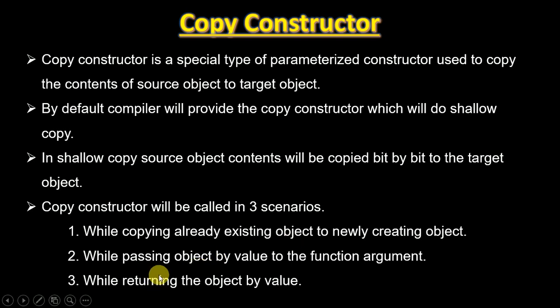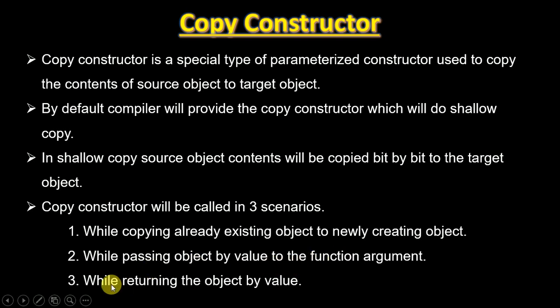The second one is while passing an object by value to a function argument. For function arguments, we have seen we can pass in three different ways: pass by value, pass by address, and call by reference. So whenever you pass an object by value to the function arguments, the copy constructor will be called.